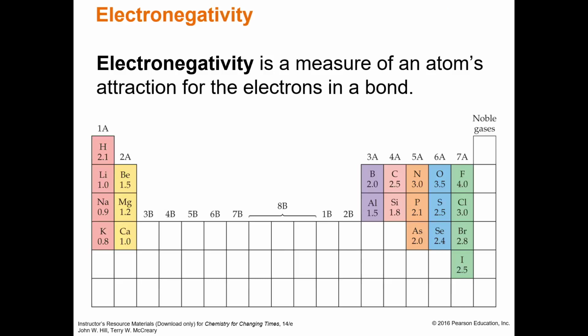Anyways, so electronegativity. This is going to be a measure of an atom's attraction for the electrons in a bond. So the more electronegative something is, the more it's going to pull the electrons in that bond towards it. So for example, fluorine, if it's in a bond, is going to pull the electrons from the other stuff so that the electrons spend more time around it, and it's going to hog those electrons even though it's sharing.